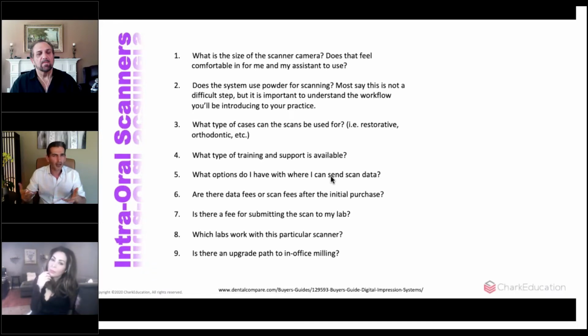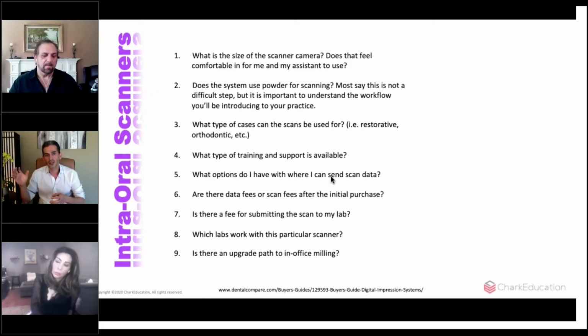Does the system use powder for scanning or not? Most of the systems today don't use powder anymore. They're mostly video capture. Can the scan be used for the cases that we want, especially for sleep? Again, most of them can, but you'll be surprised, some of them are not as good. Most importantly, what kind of training and support is available? You want to keep an eye on that one.